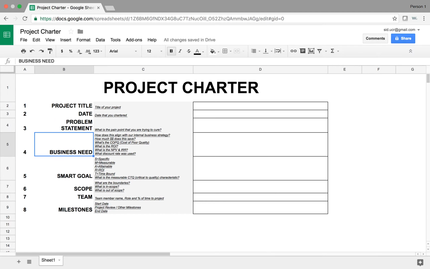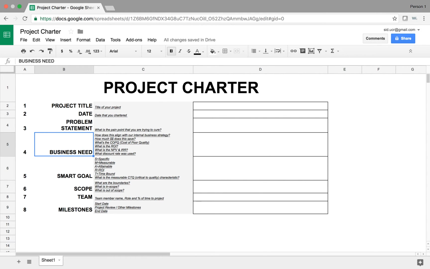The next one is business need. Why do we want to do this from a strategic perspective? A lot of companies out there have business strategies. Does the project align with their business strategy? And if it doesn't, then the executive team or the team in your company needs to review the project charter and make adjustments as needed.